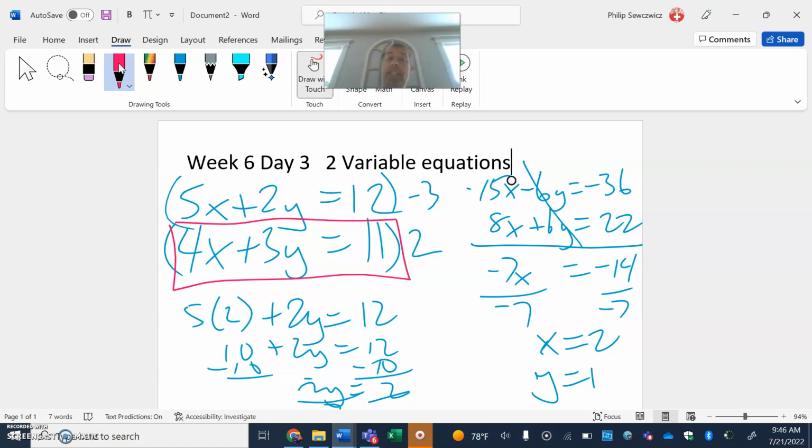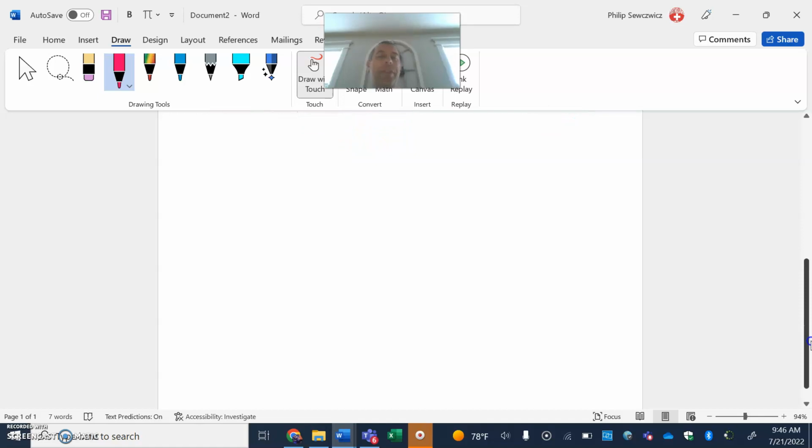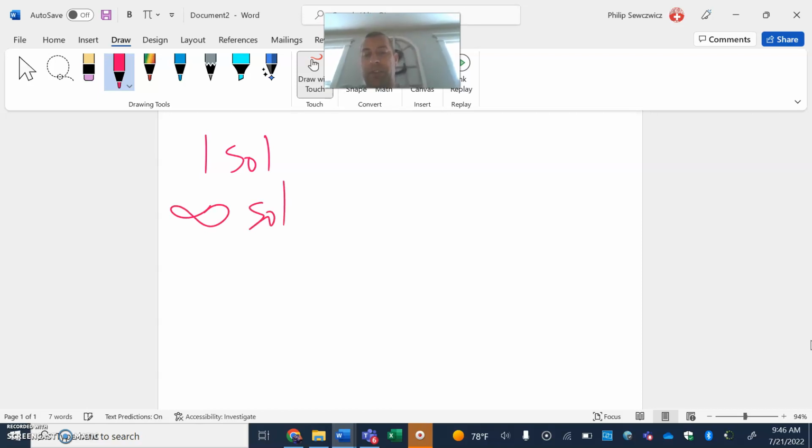So again, the check step, definitely something encourageable. It only took a limited amount of time, so it's going to be worth it. What we want to finish up with here today is just how to ID whether we're going to have one solution, no solutions, or infinite solutions.